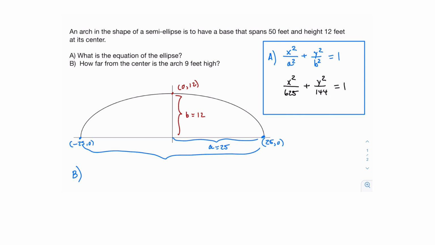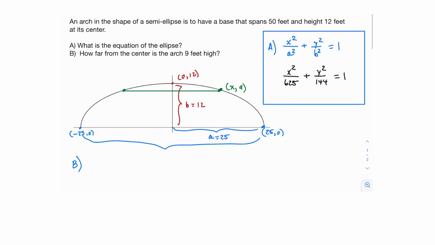Great. Now for part B, we want to know how far from the center the arch is 9 feet high. If I draw a horizontal line here at about 9, we're looking for the x coordinate where y equals 9. So that just means taking the equation of the ellipse, with y equal to 9, and finding the value of x by substituting into the equation. So we have x squared over 625 plus 9 squared over 144 equals 1.